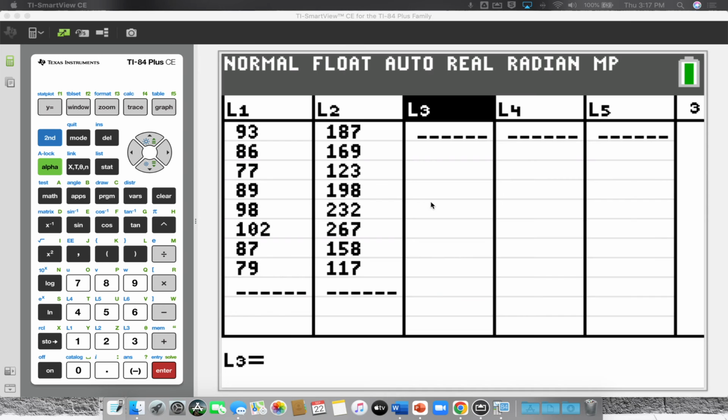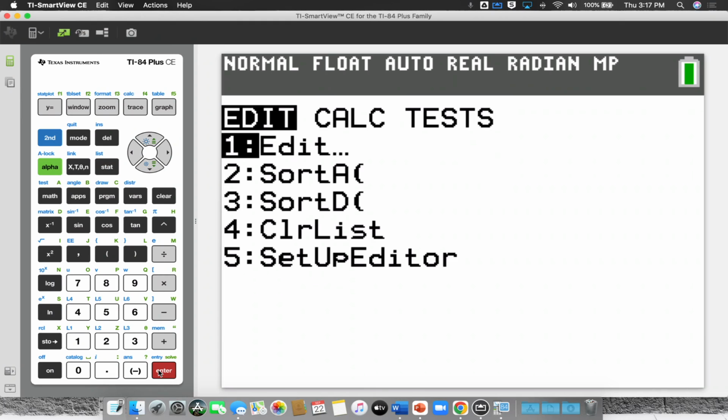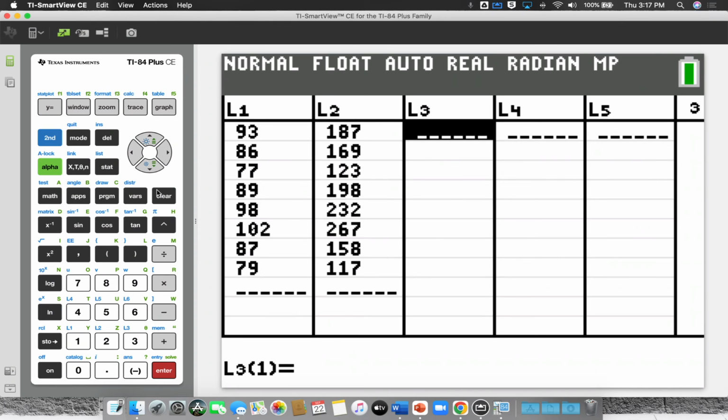I'll do it one more time. So stat, edit. I want to do a third list. So I go up, highlight that, hit enter once. Because if you hit enter more than once, the highlight up where L3 is goes down, and that's not what we want. We want a blinker on the bottom, and we want L3 to be highlighted.